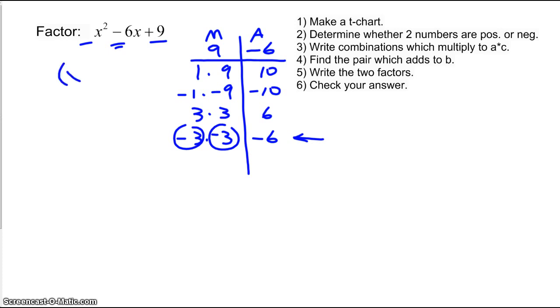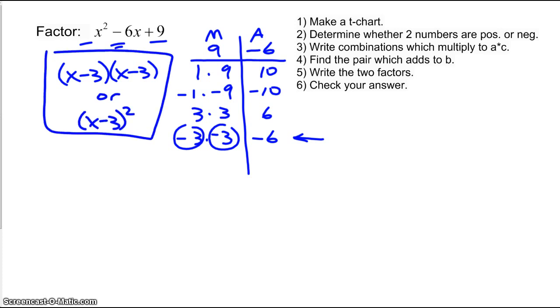And that's okay, they could be the same number, x minus 3, x minus 3. But if that's true, there's another way to write that. Whenever you have anything times itself, that's called that thing squared. So this could also be written as x minus 3 squared. Either of those would be a correct way to write it.